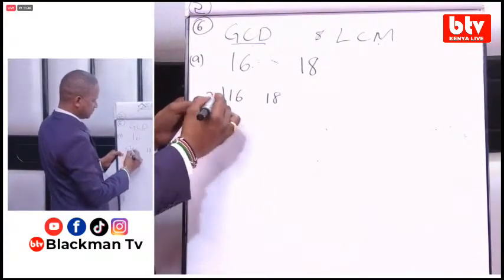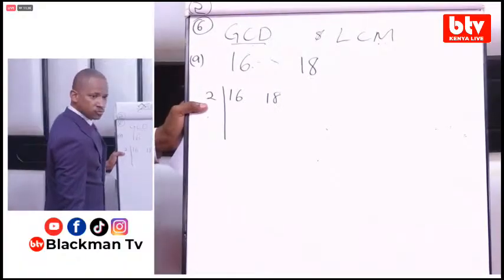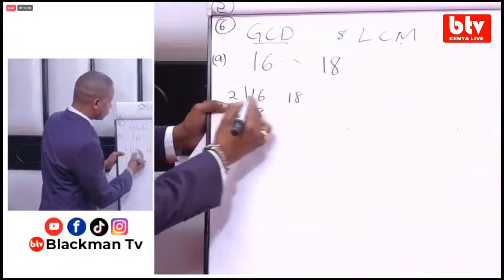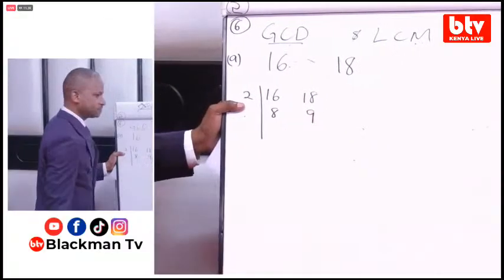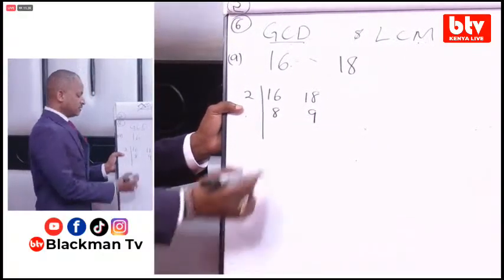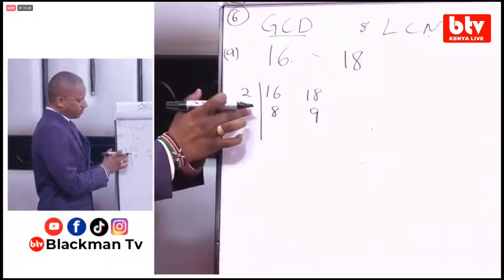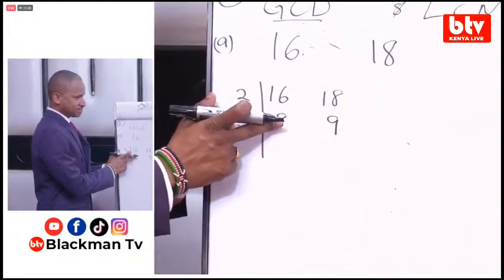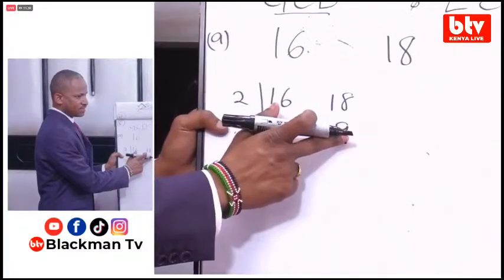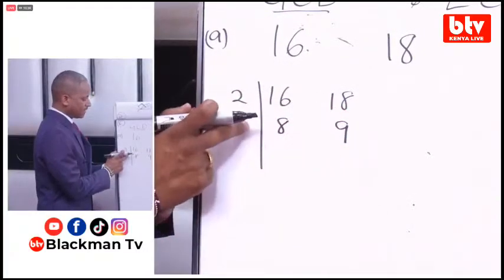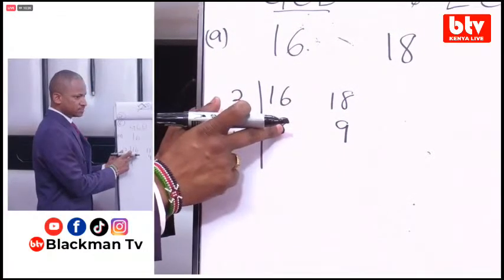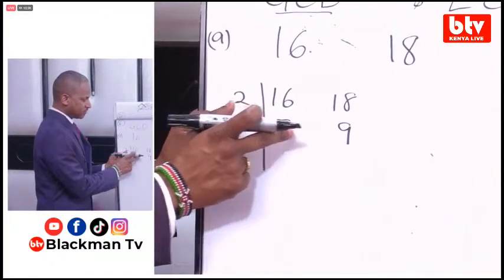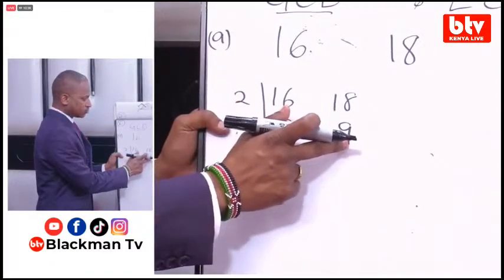You use prime factors. 2 goes into 16 8 times. 2 goes into 18 9 times. Now if you get another factor here, which is 2, it goes into 8, yes, but it goes into 9 with a remainder of 1. If you try 3, it goes into 8 2 times, which is 6, remainder 2. So there's a remainder for 3, but it goes into 9 3 times.